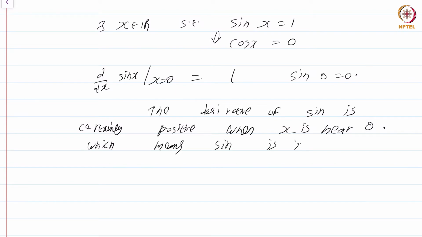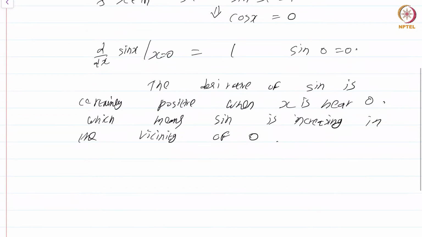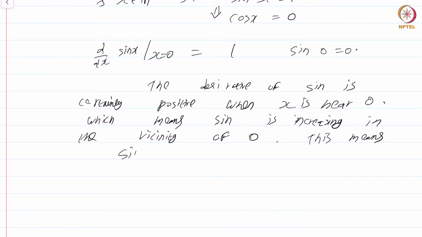in the vicinity of 0. So sine is going to be an increasing function near 0. This means sine x is greater than 0 when x is greater than 0 and x is close to 0, right? Because sine 0 is 0. Because of that, sine will be increasing, and therefore sine x will be positive.